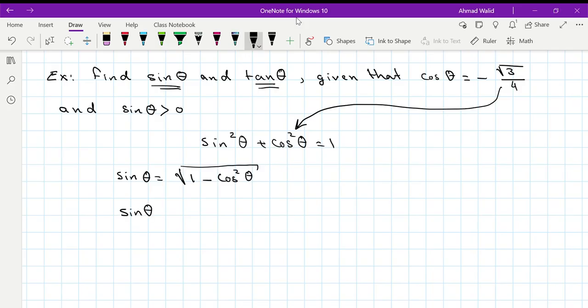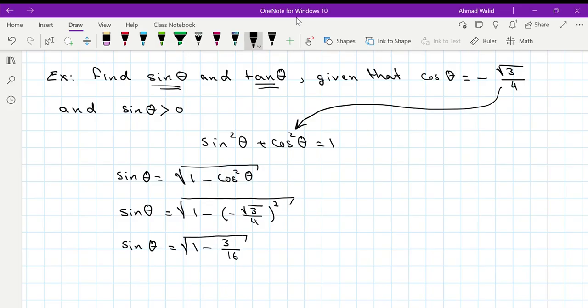Sine theta equals the square root of 1 minus... What is cosine theta? Cosine theta is negative radical 3 over what? Over 4, but square it. Then you can say sine theta equals the square root of 1 minus... The negative square becomes positive. When you square radical 3, it gives you 3. And when you square 4, it gives you 16. Correct? Simplify under the radical.